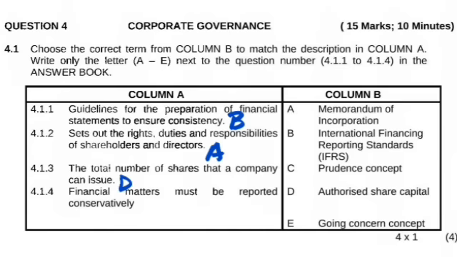So the answer to this will be D, authorized share capital. And then in 4.1.4 it says the financial matters must be reported conservatively. This is the GAAP principle of prudence. You will see in column B we have two GAAP principles. The other one is going concern. Going concern means it must be reported on an ongoing process. So this one is prudence because it's talking about reporting conservatively.